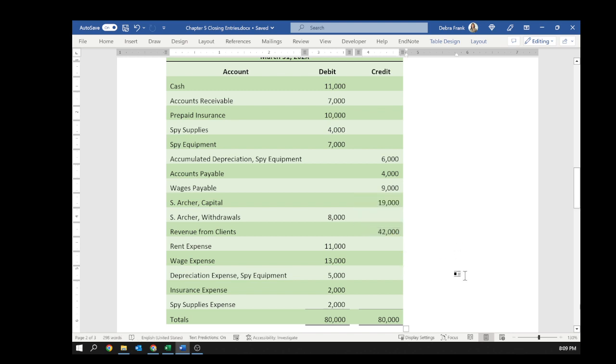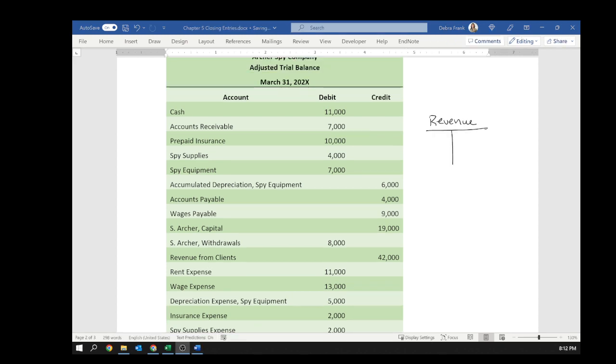Let's just draw a T account, because you know I like to do T accounts for planning purposes. So revenue has 42,000 on the credit side, and I need to make that be a 0 because I want to close it out. It's a temporary account, so I'm going to make it 0. I'll do a debit to revenue for 42,000, and that will make it 0, right? Credit minus debit got 0.